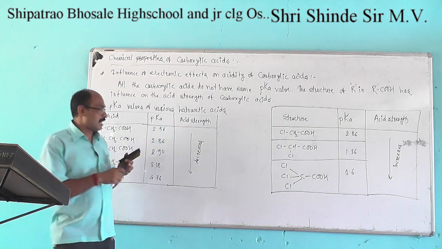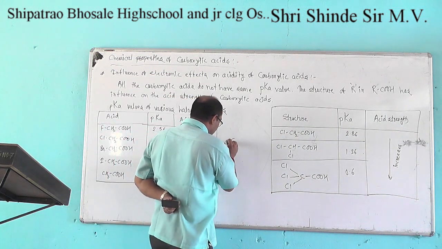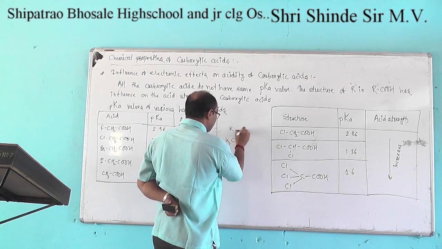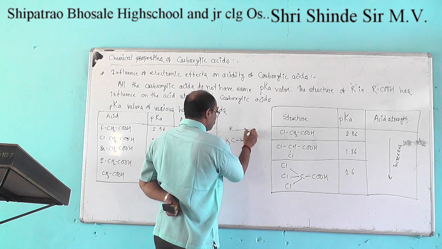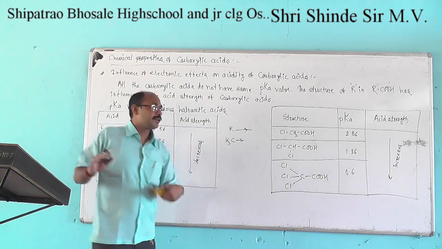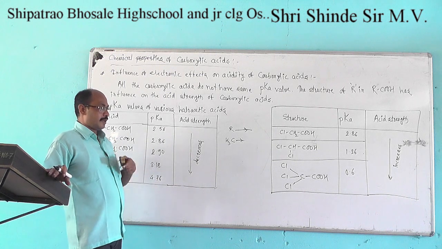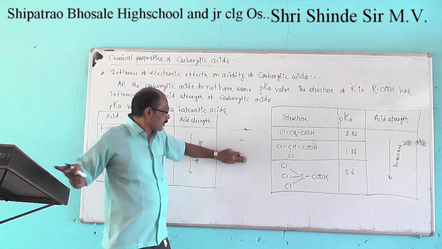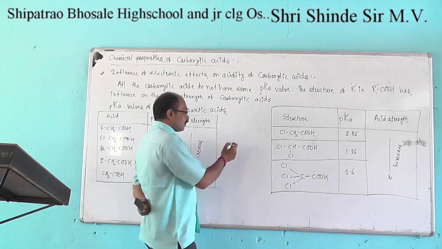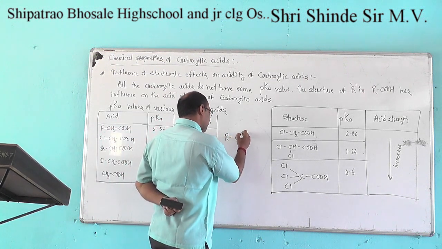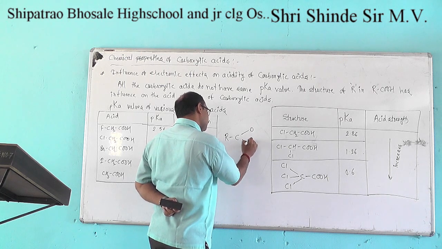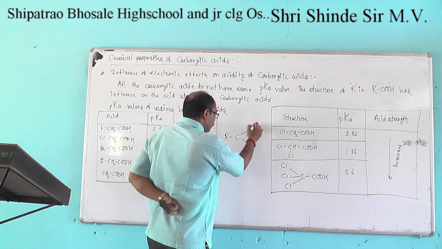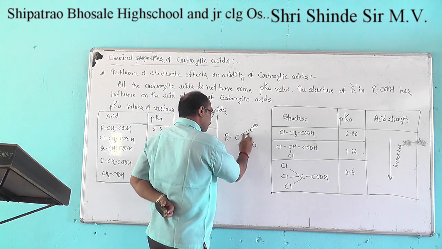As we observe, the R group, or alkyl group, is an electron donating group, so this can influence the acid strength of carboxylic acids. How? Listen carefully. In every molecule of the carboxylic acids, in the resonating structures, we have the presence of electron density on this oxygen atom.